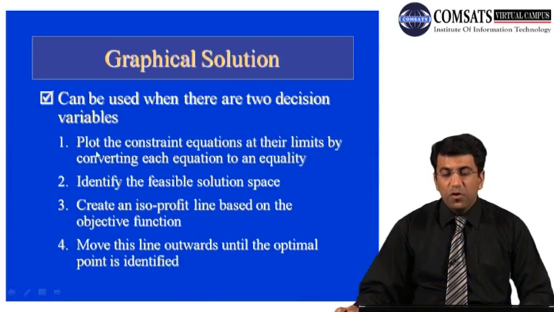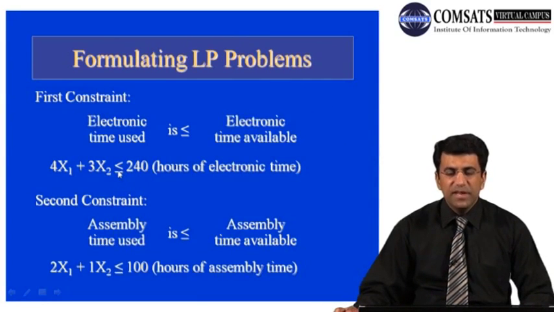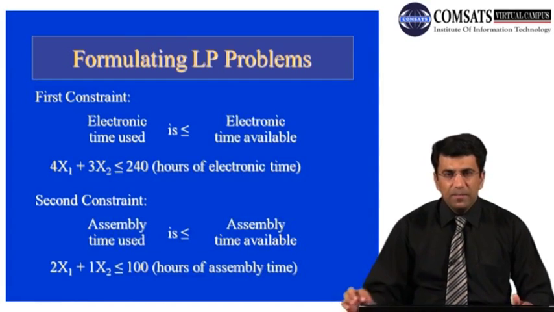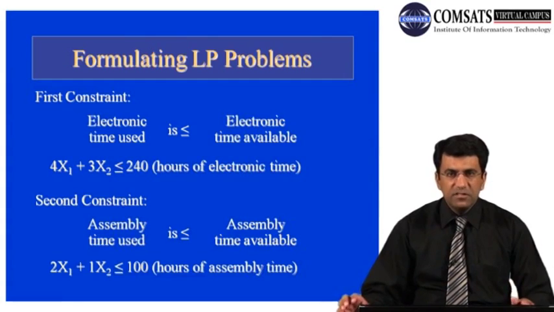The first step: you will have to plot the constraint equations and their limits by converting each inequality to an equality. Now what we will do: अभी हमने जो equations बनाई हैं constraints की, as a first step हम क्या करेंगे, जो inequality है that is less than or equal to, इसको हम equal to में change कर देंगे, और उसके बाद एक method use करेंगे by putting either the x1 0 and the x2 0 to identify the different points, and then हम उन points को एक graph में draw कर लेंगे by taking x1 on the x axis and by taking x2 on the y axis. So this is the first step, that we will have to draw these constraints in the form of lines on a particular graph.